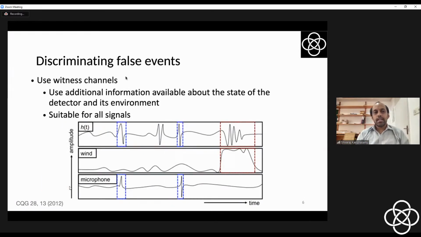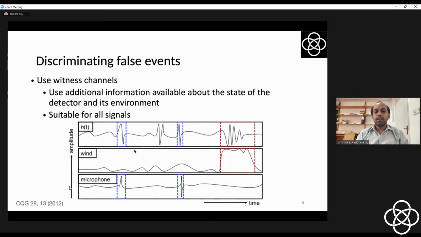But there are also other options, like using additional witness channels to differentiate between false and true events. In addition to the gravitational wave strain channel, each observatory records many different kinds of information about what is happening around the site. For example, in the plot on this slide, at the top is the gravitational wave strain data, which is sensitive to gravitational signals as well as other environmental effects happening at the site. At the bottom, there are two sensors, the wind sensor and the microphone, which looks for sound signals. These are not sensitive to gravitational signals, but they are sensitive to environmental signals.